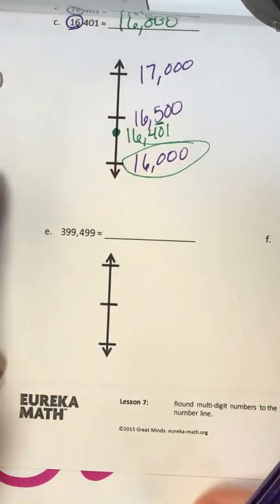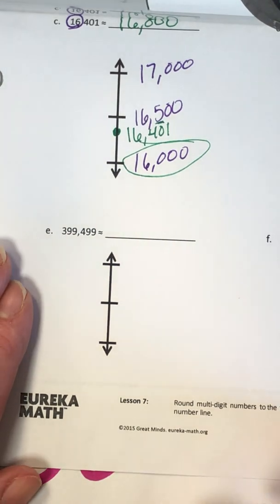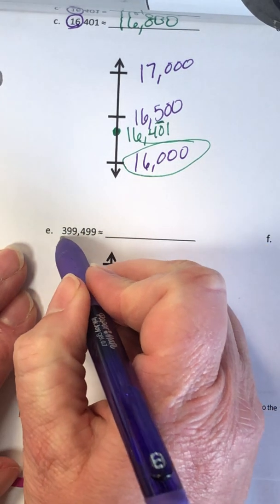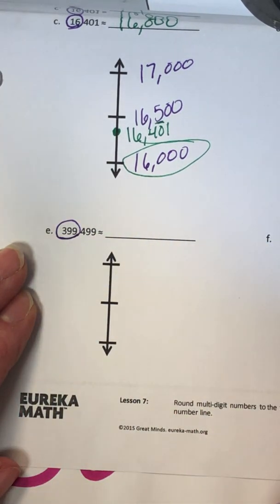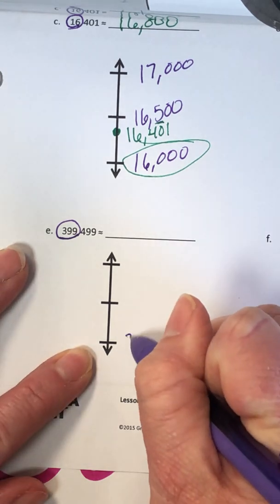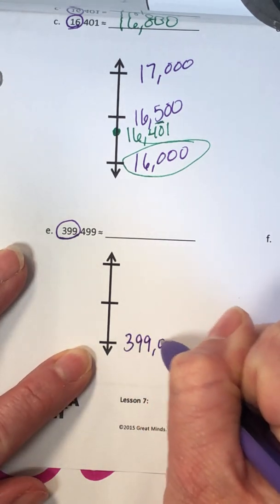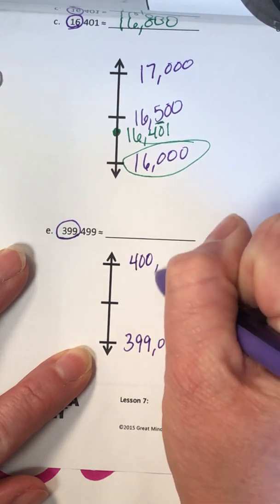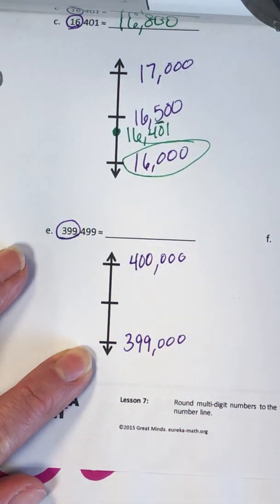All right, moving on along. If I'm moving too fast, you can always pause the video if you're taking notes in your notebook, which is a very good idea. Looking at this, I have 399,000. 400,000 is one more, because if I'm counting, if I say, okay, start at 399 and count up, you're going to go 400. So 400,000 is one more thousand.